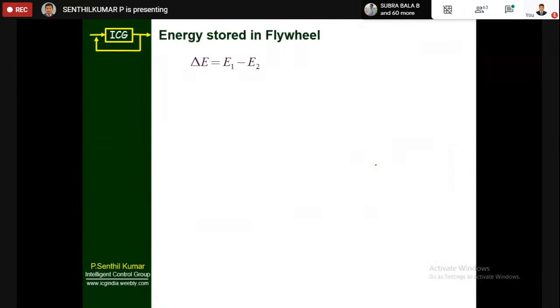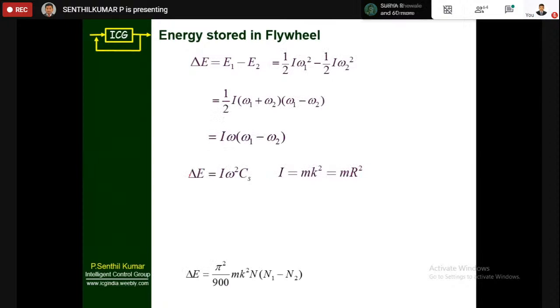So now the question is, how do you design flywheel? Next you have to solve some problems, and you must know only one thing: the energy stored in flywheel. There is a formula. I'm not going to derive that formula, but you have to remember it. Surely you will get 1 or 2 questions from this area. Del E equals I omega squared Cs, where I is moment of inertia, omega is speed of the flywheel, and Cs is a constant. They will ask you to find del E, the total energy stored in flywheel.